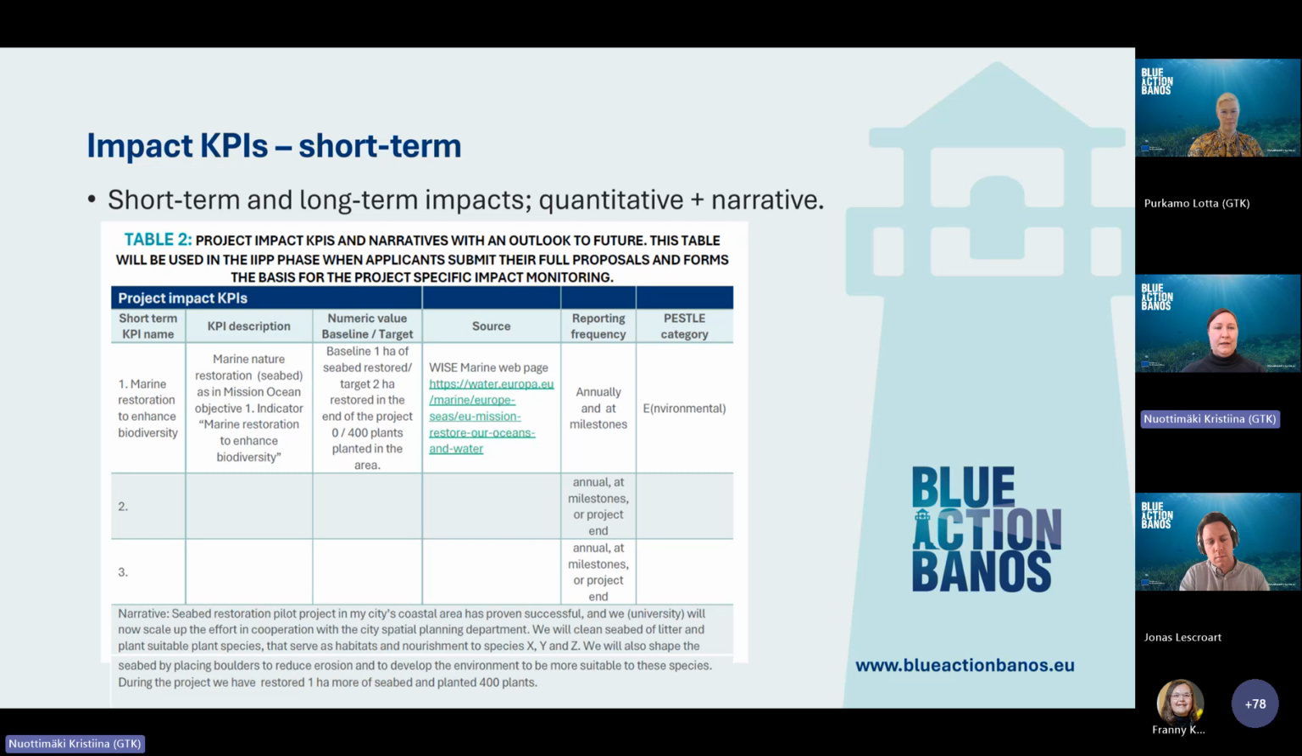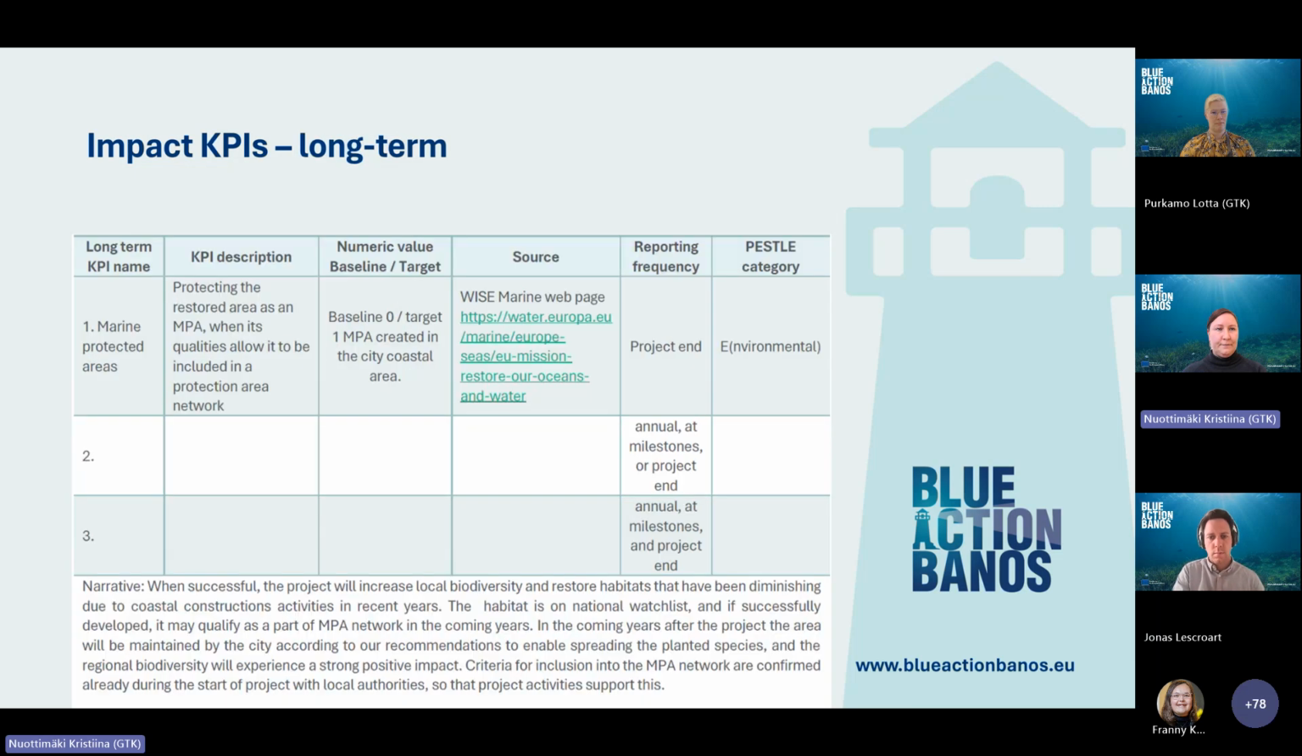The source of your indicator would be the Wise Marine webpage. You would report it annually and at milestones, and you see that this is going to the environmental PESTLE category. And then you have created a short narrative that describes what you're doing here in more detail. So here the seabed restoration pilot project in the city coastal area has proven successful, and you will now scale up the effort in cooperation with the local university. So this would be something that describes very clearly what you're doing in the project.